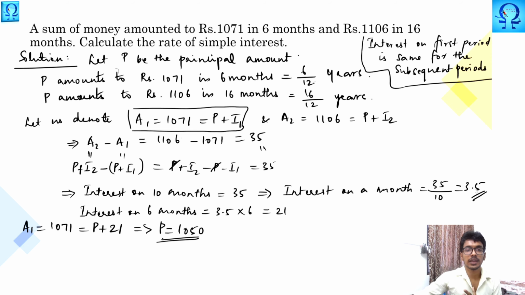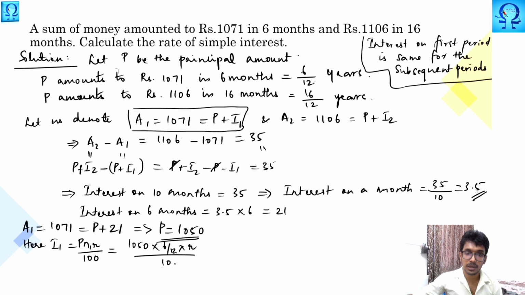Okay, now what should I calculate? I have to calculate the rate of simple interest. I get this P value and I know N value. I can make use of any of these things. Okay, so here I1 is P N1 R upon 100. What is N1? That is 6 upon 12. So 1050 times N1, which is 6 upon 12, times R, which I don't know, upon 100. This I1 is what? That is 21. Here we have found.